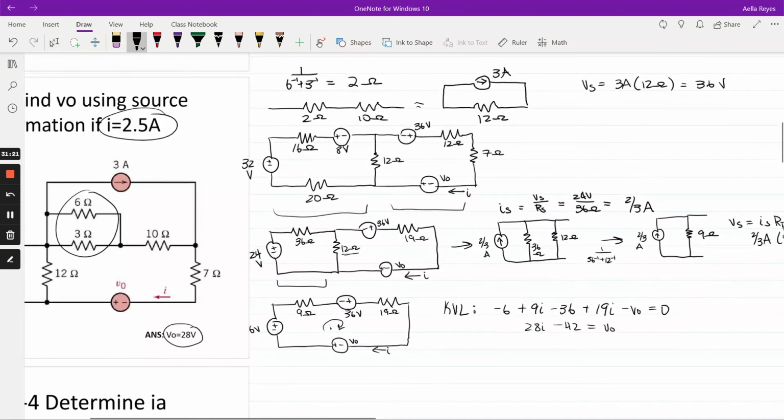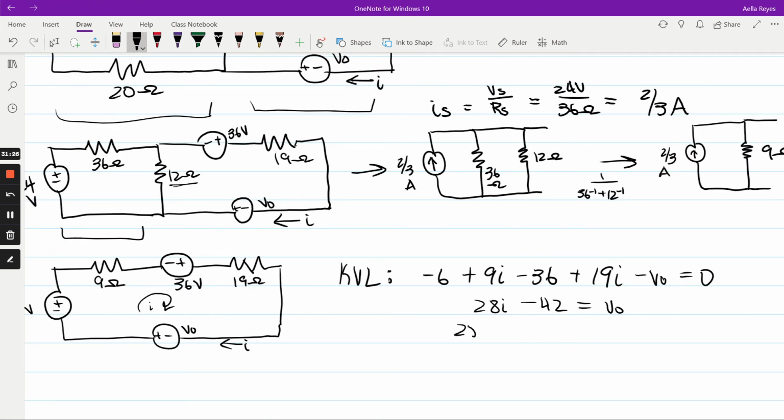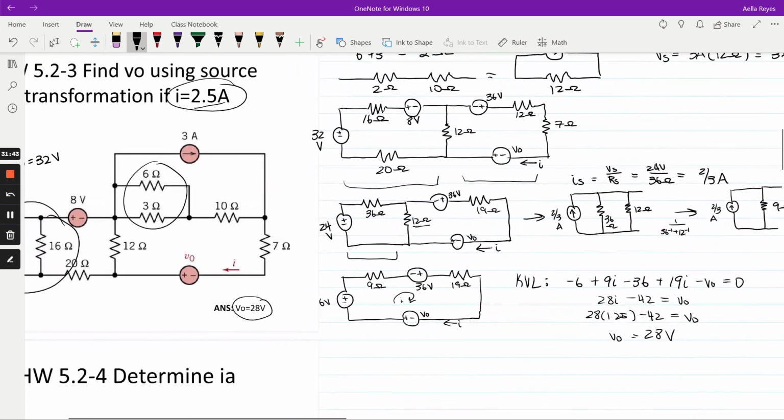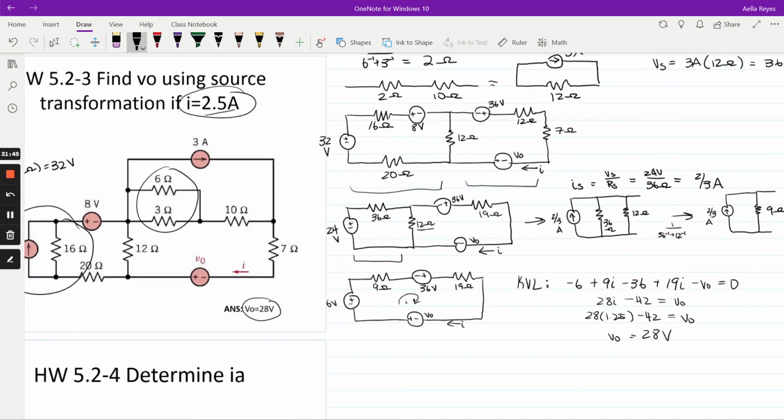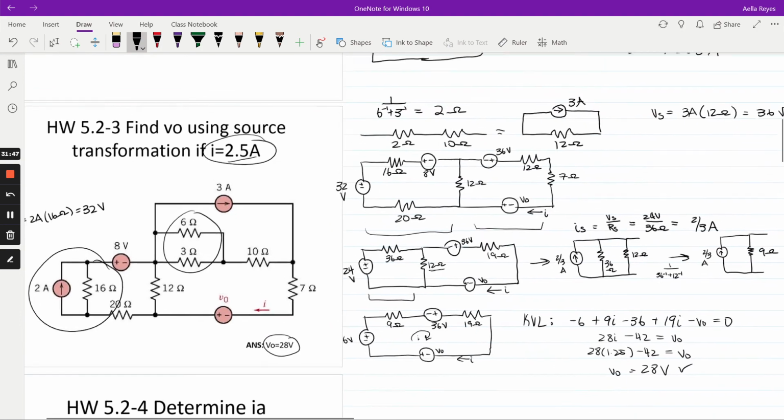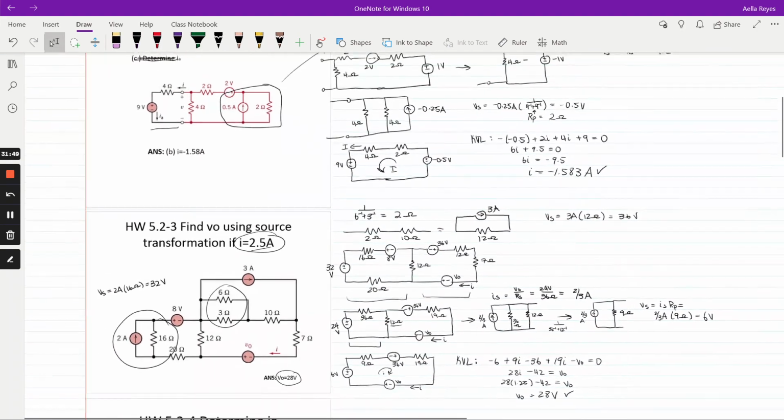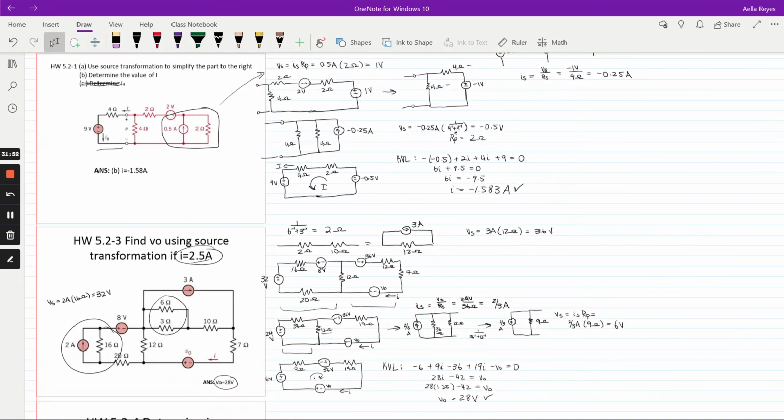They gave us the value, which is 1.25. So 28 times 1.25 minus 42. And VO is negative 28 volts, which is the answer to our problem. Yay, we got that correct. Okay, so I think this is it for source transformation.